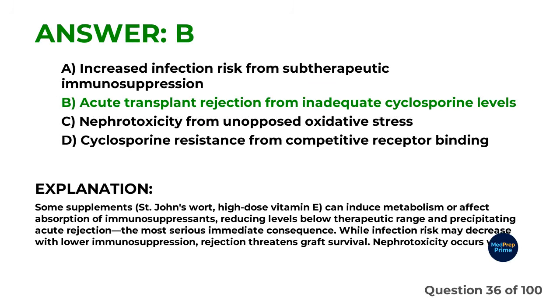Correct answer. B. Some supplements, St. John's wort, high-dose vitamin E, can induce metabolism or affect absorption of immunosuppressants, reducing levels below therapeutic range and precipitating acute rejection, the most serious immediate consequence. While infection risk may decrease with lower immunosuppression, rejection threatens graft survival. Nephrotoxicity occurs with high levels. Supplements don't cause drug resistance. All supplement use requires disclosure in transplant patients.